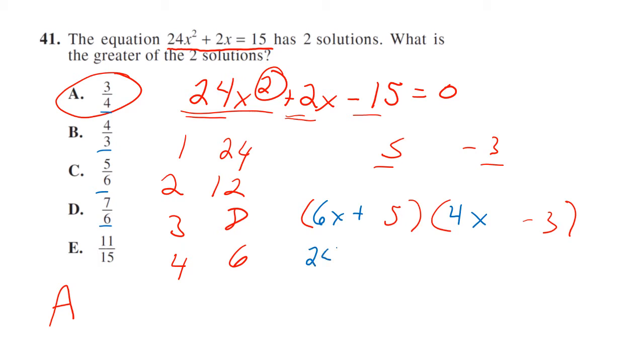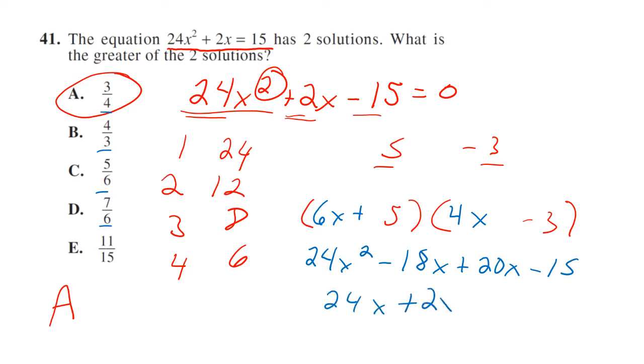So we get 24x squared. We know that's what we're going to get there. And then we get outer is going to be minus 18x, inner plus 20x, and then last minus 15. And so that's going to give us 24x squared plus 2x minus 15. Great, that's what we were looking for. Now, if that didn't work, you could try different numbers. Just kind of use intuition to see what that would be.